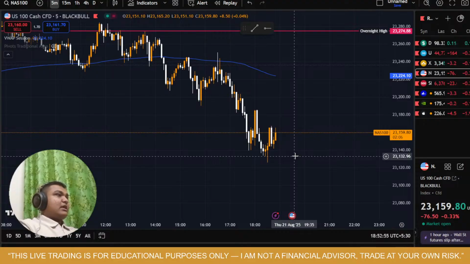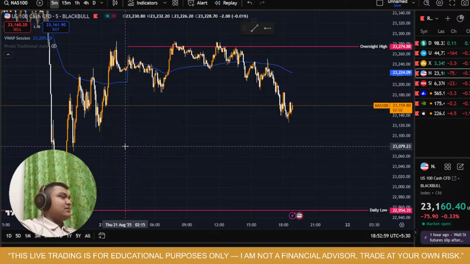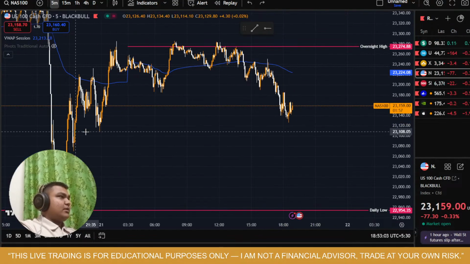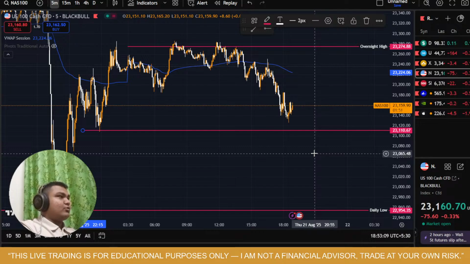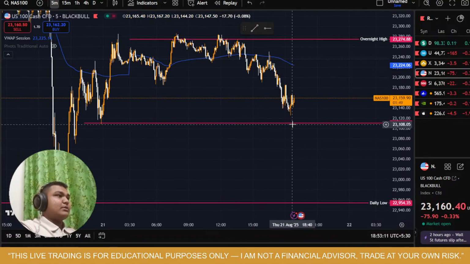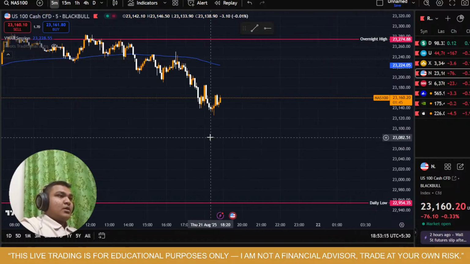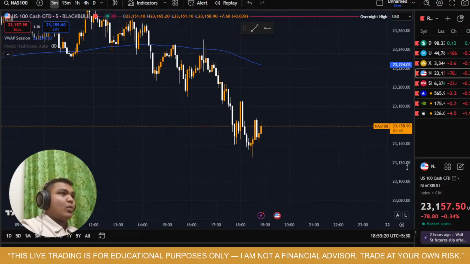We're looking at how this level will react, if it takes some sort of support down here. If this level breaks, we will have some clean momentum toward this liquidity and maybe the daily lows. We're looking for it. Still 7 minutes to market open. Just chilling.